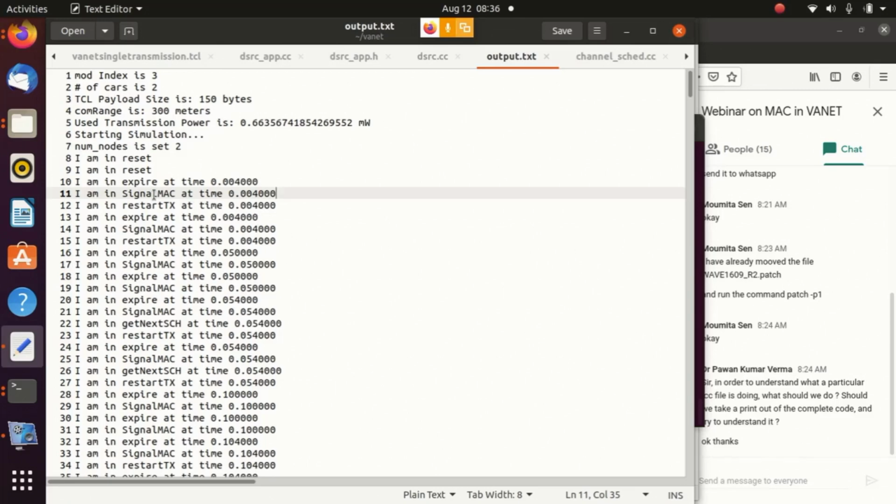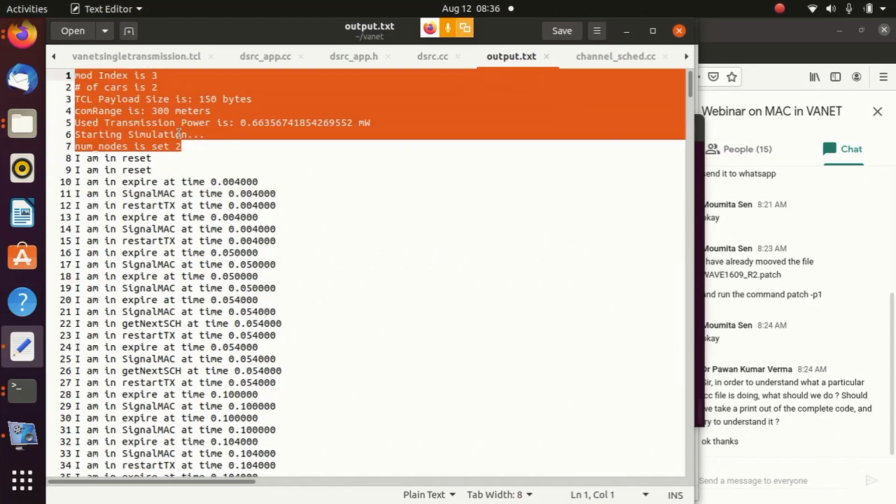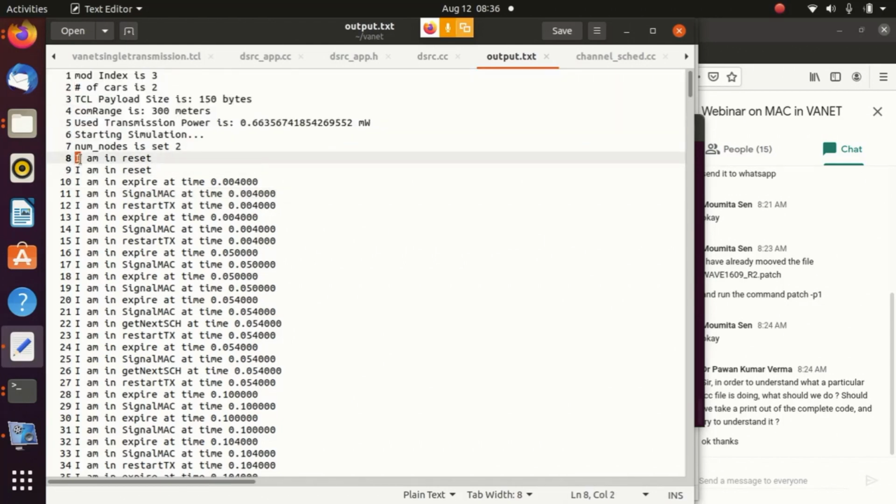Focus on the names of the function as well. Num node is set to, it is okay, it is printed every time. The first thing that is printed using our print command is "I am in reset." The second thing is also "I am in reset." The third is "I am in expire at time" this.